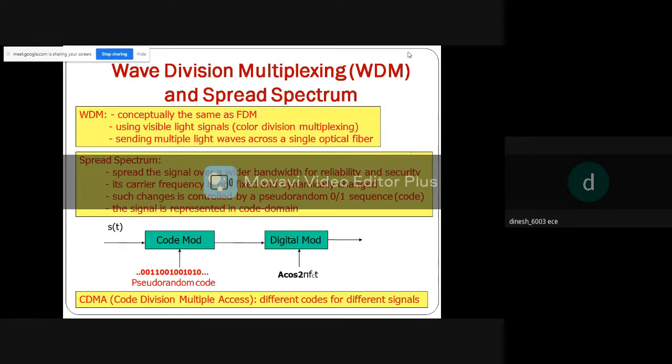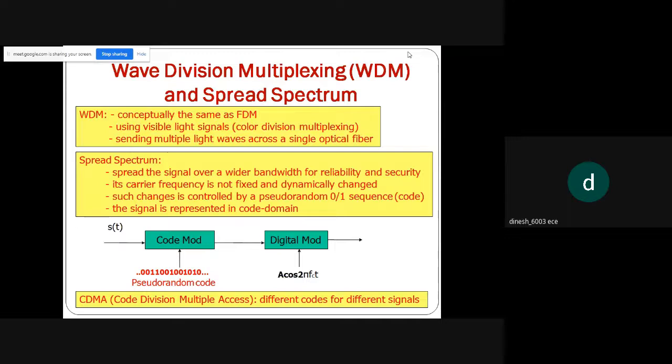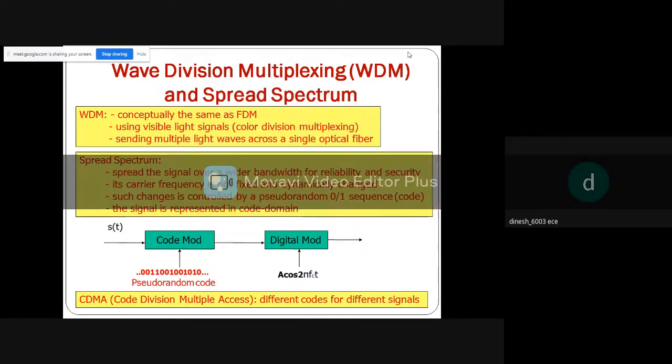So its carrier frequency is not fixed and it dynamically changes. Such changes are controlled by pseudo-random sequences, which we call PN sequences. Then the signal is represented in the code domain.